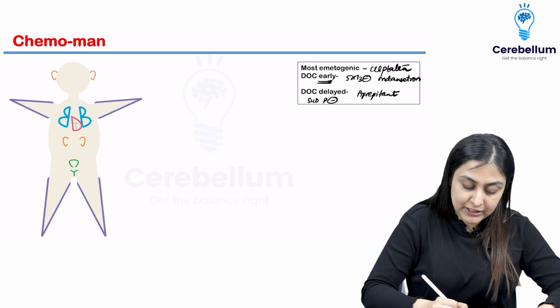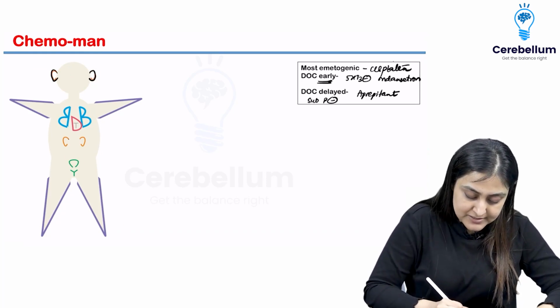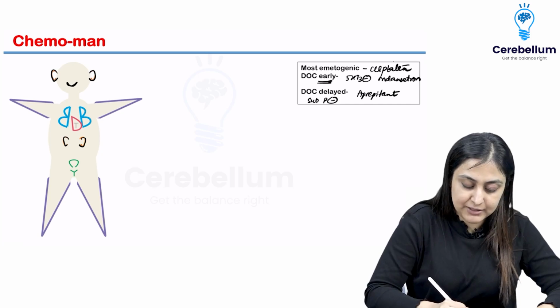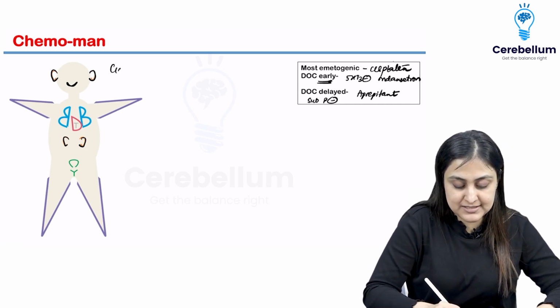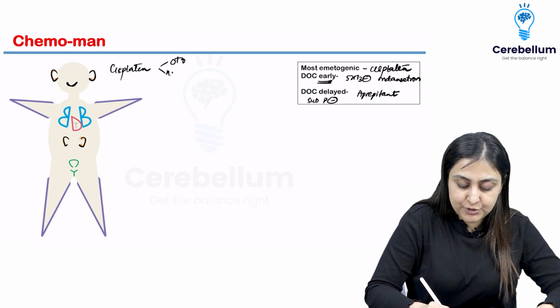So now while we are talking about cisplatin, remember it is ototoxic, it is nephrotoxic, and you can add this, it can also cause emesis. So this is cisplatin for you, oto, nephrotoxic and emetogenic.